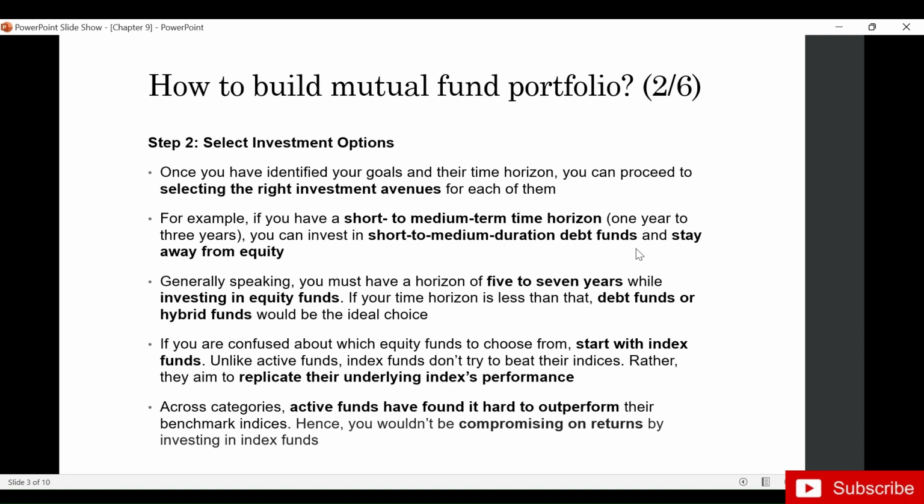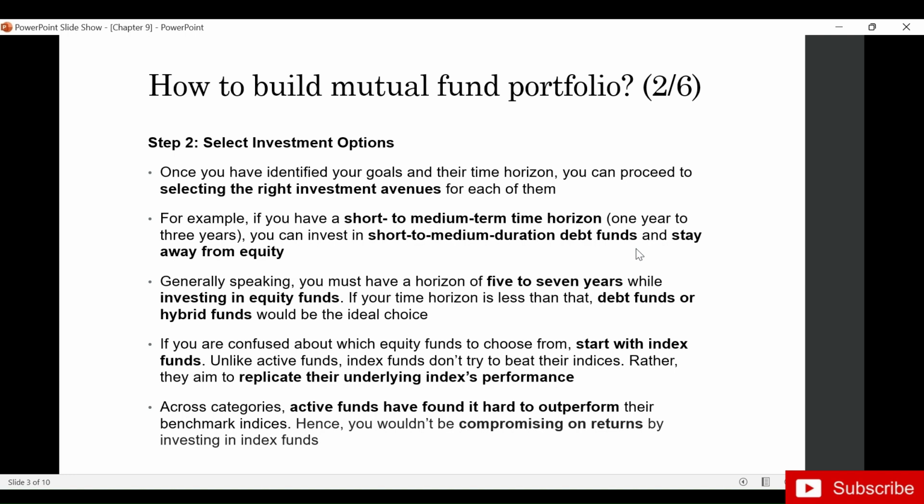In step 2, we will select the investment options. Once we have identified our goals and the time horizon for the investment, we will proceed to selecting the right investment opportunities or options. For example, if an investor has a short to medium term time horizon of say 1 to 3 years, then he can invest in short to medium term debt funds and stay away from equity. Generally, it is advisable that for investing in equity, one should have a time horizon of 5 to 7 years. And if the time horizon is lesser than that, then debt funds or hybrid funds are the ideal choice.